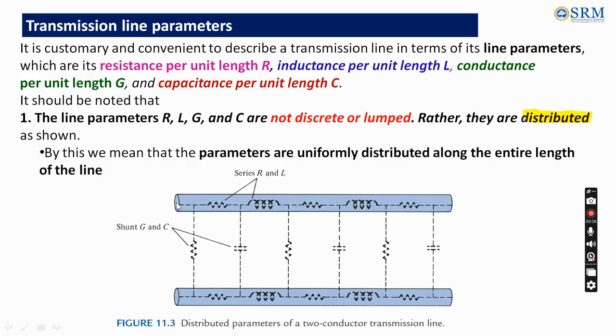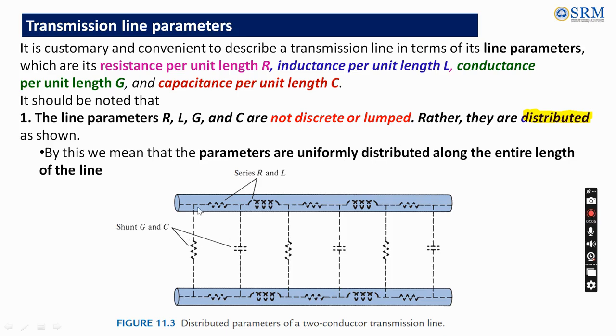Because of the cross-sectional area of the conductor, we have the resistance per unit length R, which is measured in ohm per unit length. Whenever there is a current carrying conductor, magnetic flux will be associated with it. In that, inductance comes into the picture. So the inductance per unit length is measured in Henry per unit length of the conductor.